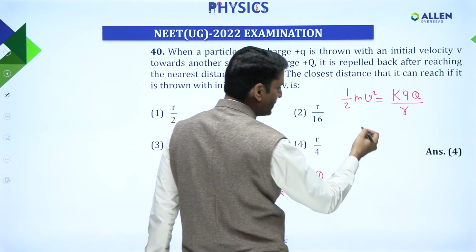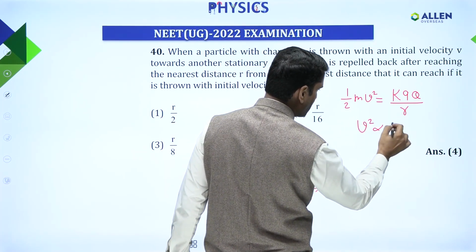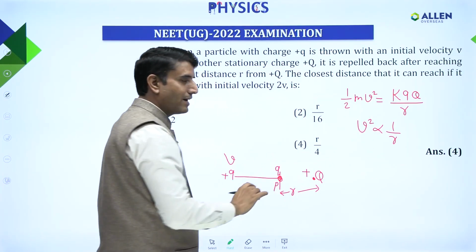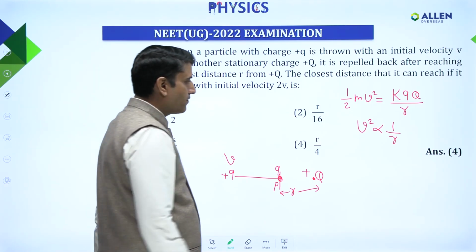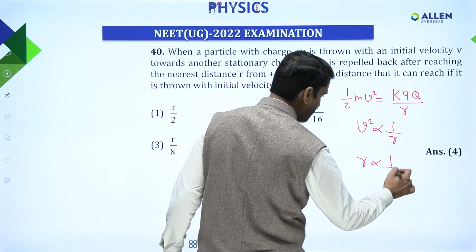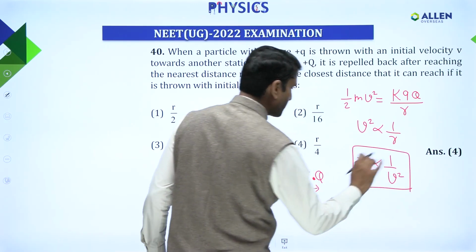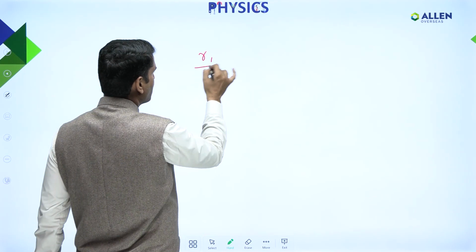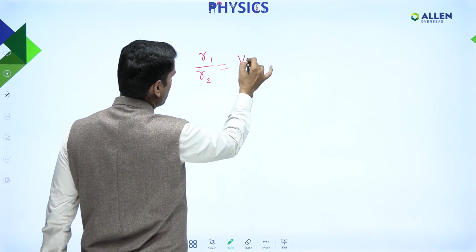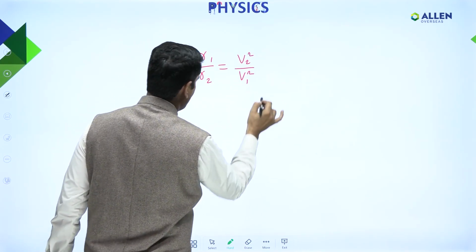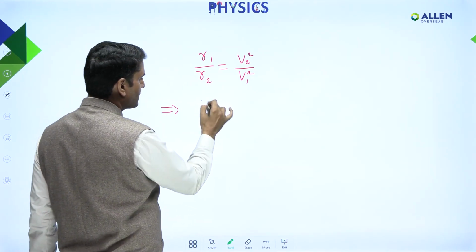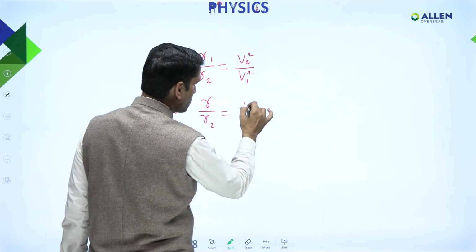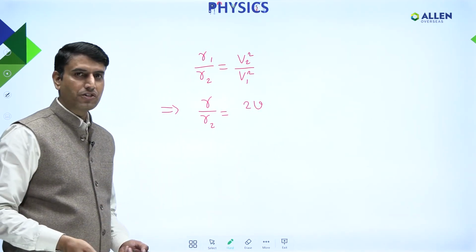So from here we can see that v square is proportional to 1 upon r, because m, k, q, half are constants. So r is proportional to 1 upon v square. In this way we can write that r1 upon r2 is equal to v2 square upon v1 square. So r1 was r, r2 as it is, v2 that is 2v, twice the initial velocity.